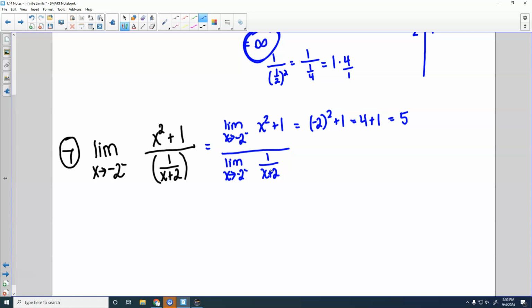If I try to plug in -2, what do I get? I get 0 in the bottom. There's a vertical asymptote here. My answer should be positive or negative infinity. Actually, does it even matter if it's positive or negative infinity, since it's in the bottom here? If I have a 5 that's being divided by either an infinitely large number or an infinitely negative large number, it's still going to be 0 either way, right? Do I even need to bother with the chart here? Not really. I could just say that's going to be 0 there.